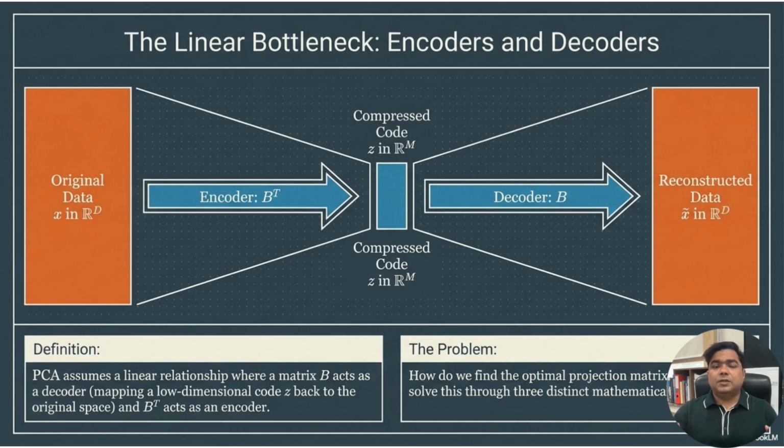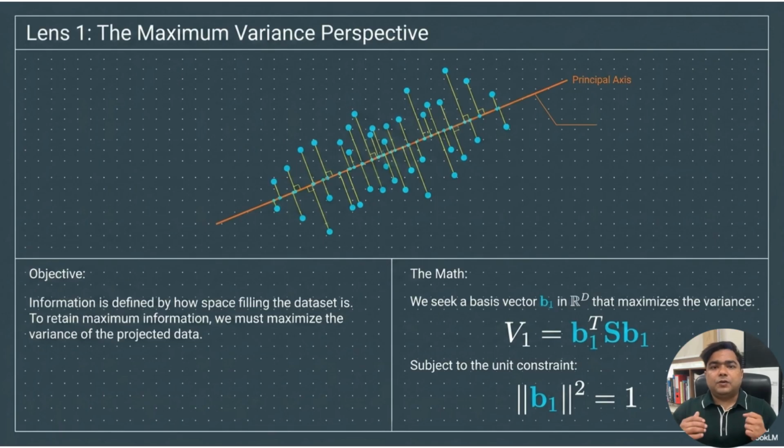PCA answers this question using three different viewpoints. First, the maximum variance perspective. Second, the projection or reconstruction perspective. Third, the probabilistic perspective. Now we begin with the first viewpoint, the maximum variance perspective.